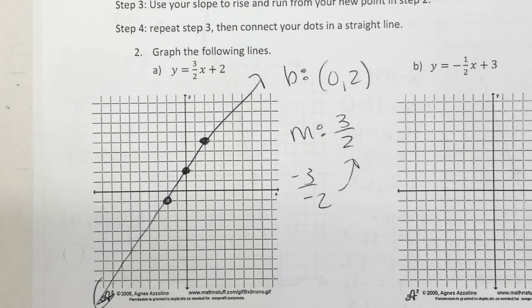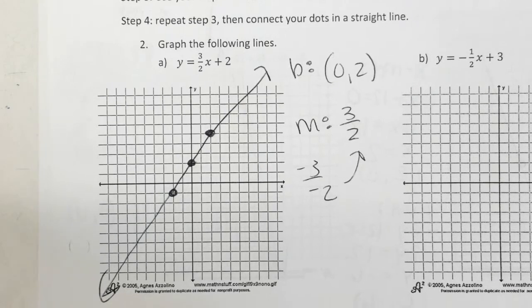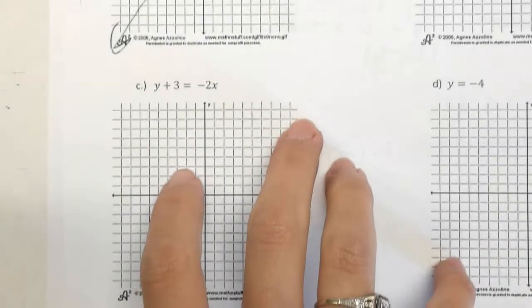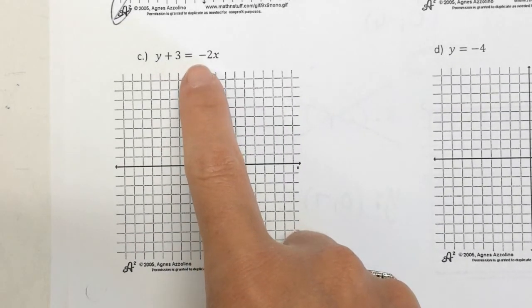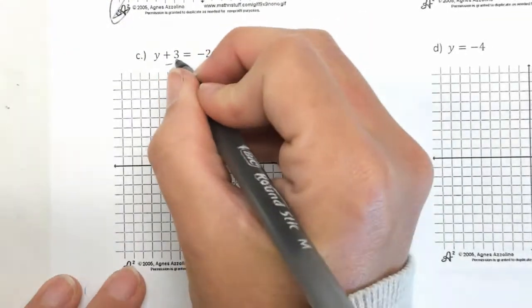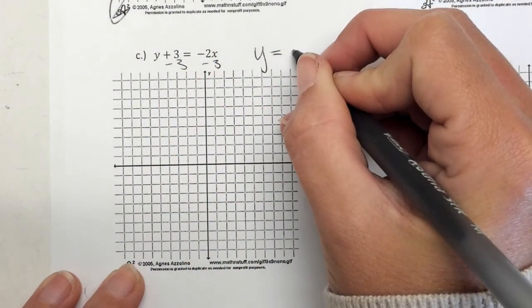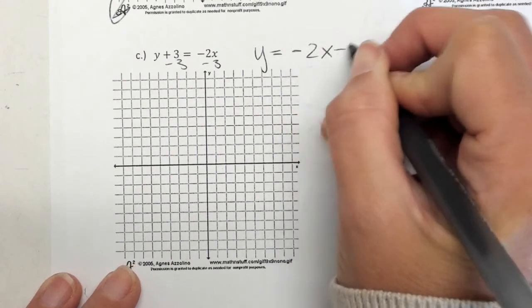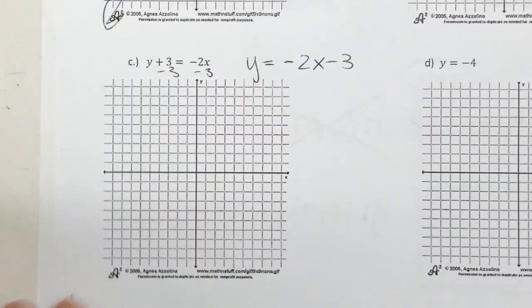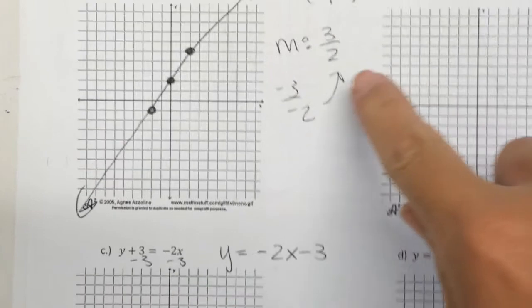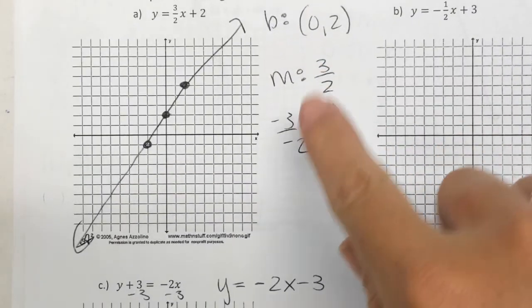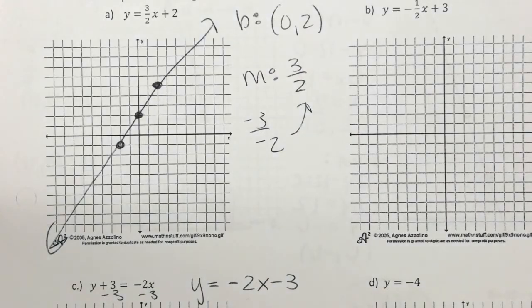Alright, we're not going to graph C together, but let's put it in slope-intercept form together, then I'll let you graph it. This one's not in slope-intercept form because y is not by itself, so we need to subtract 3 from both sides. Good. So tell me what that equation would be. Go ahead and graph these on your own, and I want you to list out the slope and y-intercept like I did here for each one. Go ahead and graph those 3.